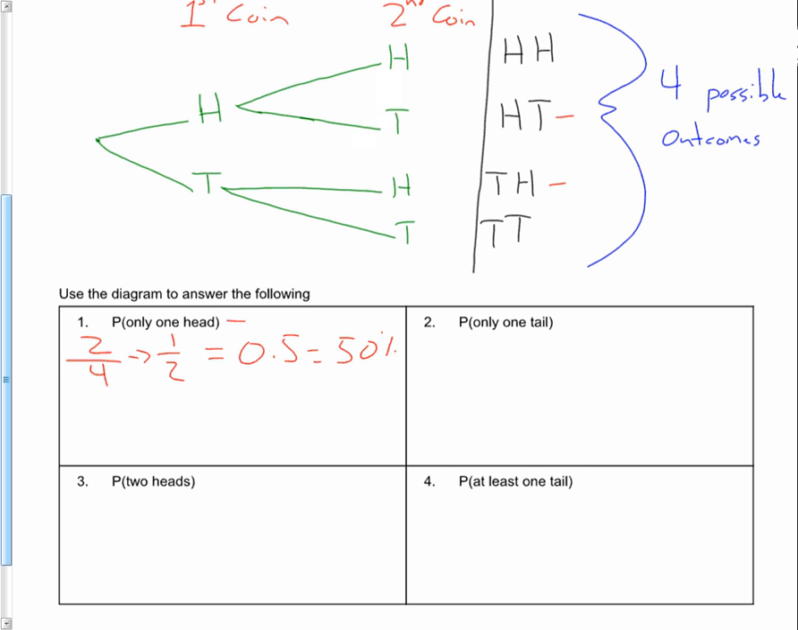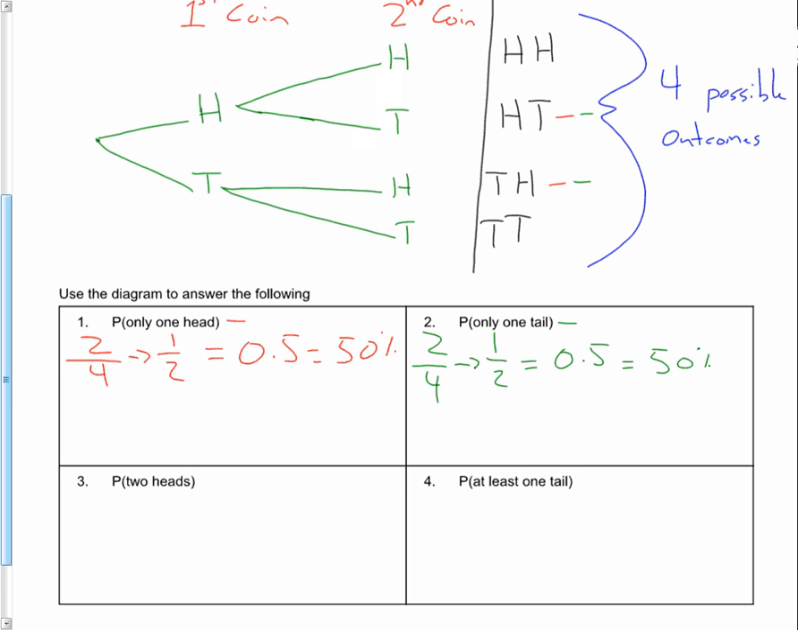Let's take a look at question number 2. What's the probability of only getting one tail? The probability of only getting one tail happens to be the same 2 options. So 2 out of the 4 results were only one tail. 2 out of 4 in lowest terms is 1/2, which is equal to 0.5, which is equal to 50%.